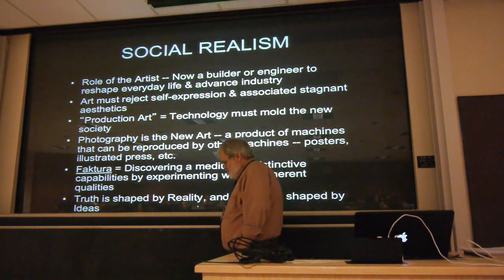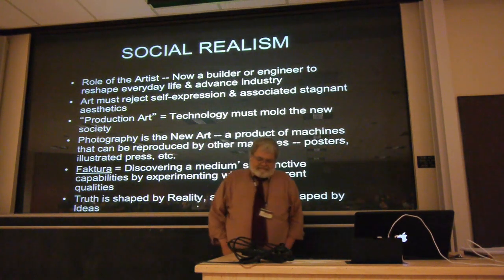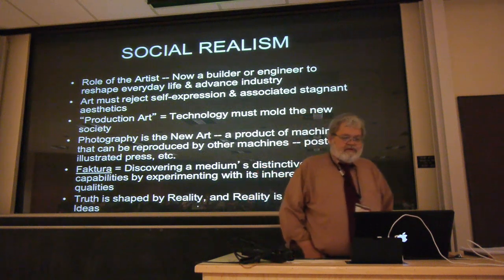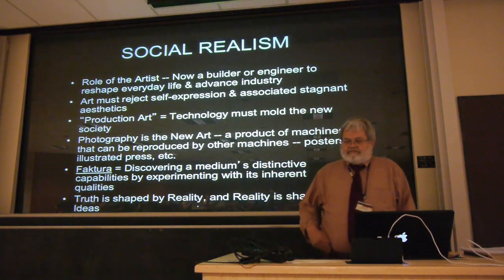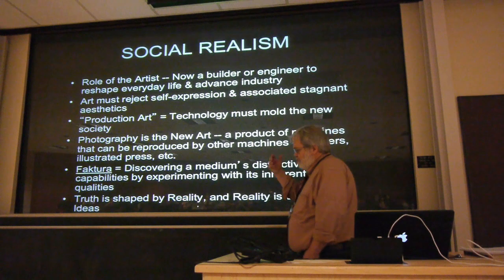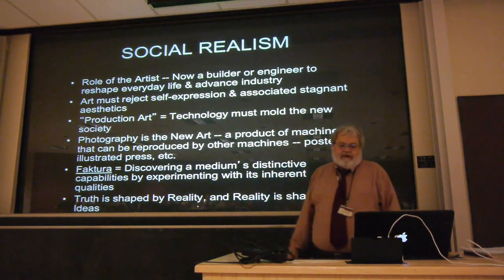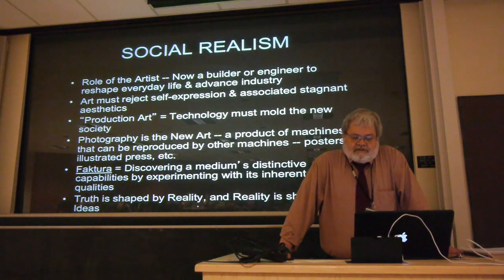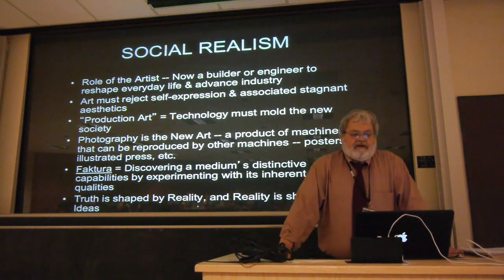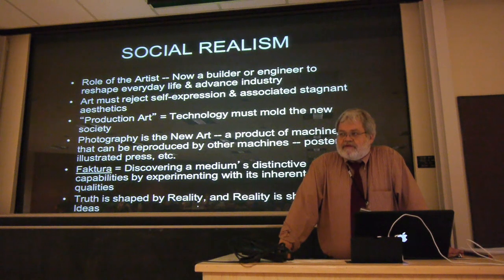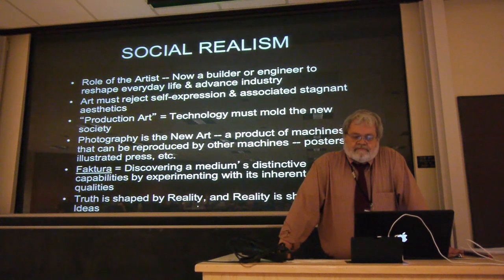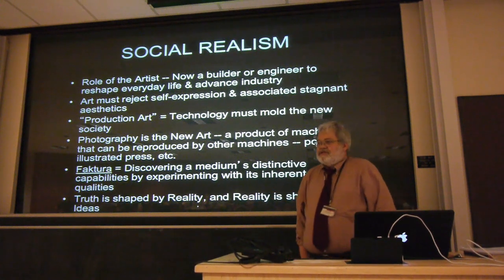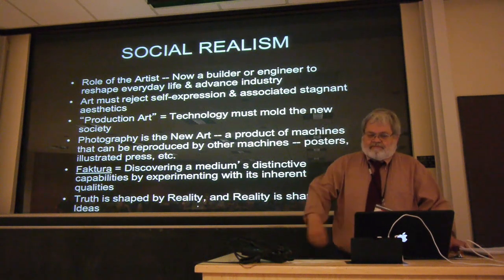The second movement that was occurring, starting with the war and going on into the 20s, was social realism. This one, of course, grew up in the Soviet Union, following the rise of Lenin. It tried to define the art in terms of the nation itself, that the role of the artist was not to sit there and advance his own self-expression or his own emotional state, but rather to be part of a constructive, larger society. To build, to be the engineer, to reshape life, to make it better.